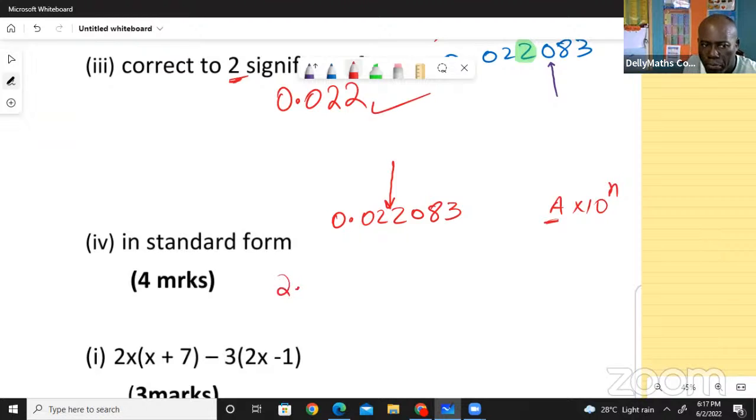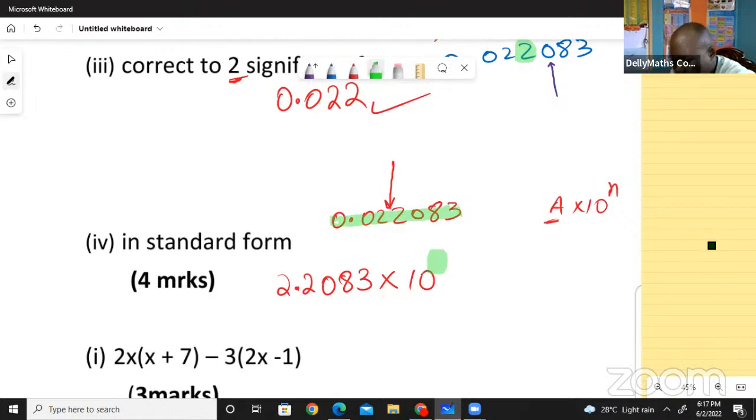So it's going to be 2.2083 times 10 raised to some power. And we're going to discuss what we put there. When you look at your original figure, you have to put the decimal point after the first digit that is not 0 to start it. So then you can now see where we have 2.2. Then you ask yourself, how many times did it move to get there? Let's check. It moved 1, 2 places to get there.